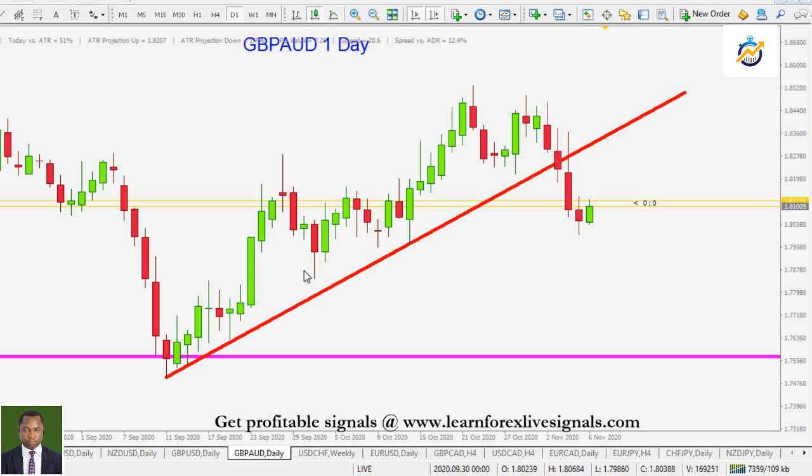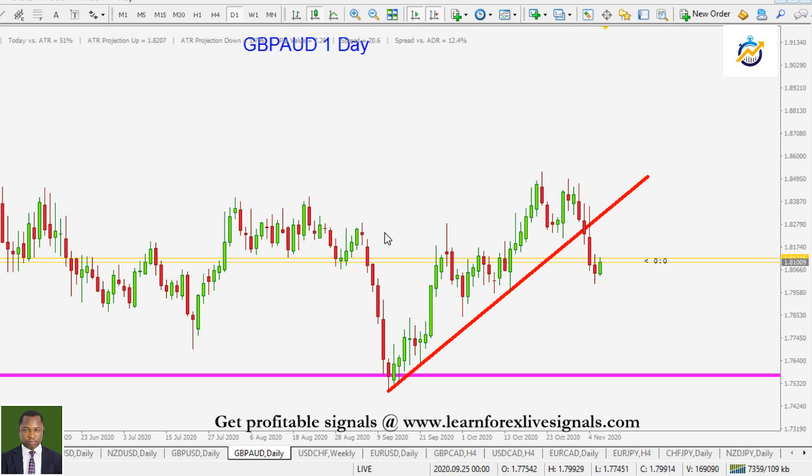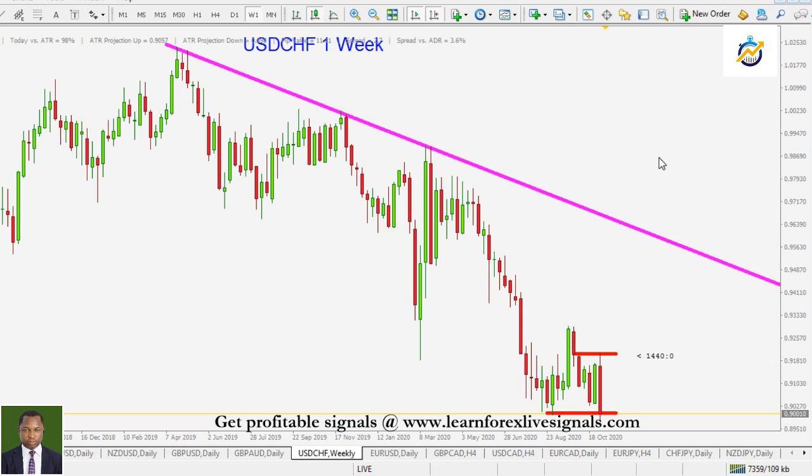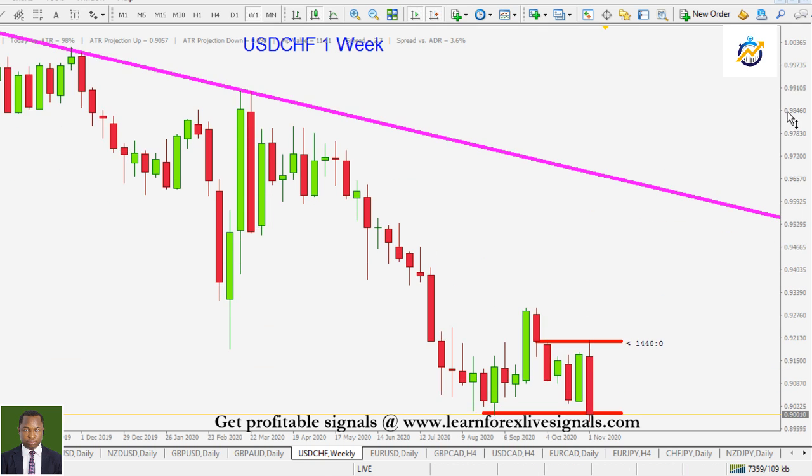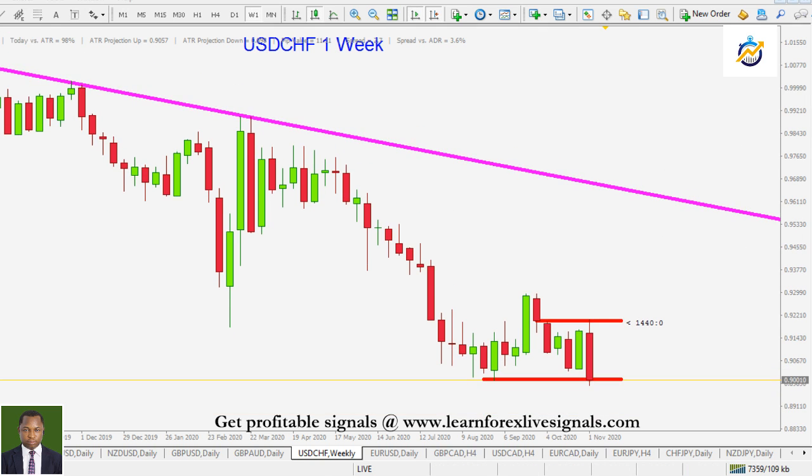All right, so let's look into the American dollar against the Swiss franc and the euro against the American dollar. These are two pairs that are highly correlated, almost the same pattern. Let me show you what's going on right here. Last week we saw that heavy momentum candle push to the downside again, that candle right here in the American dollar against the Swiss franc.